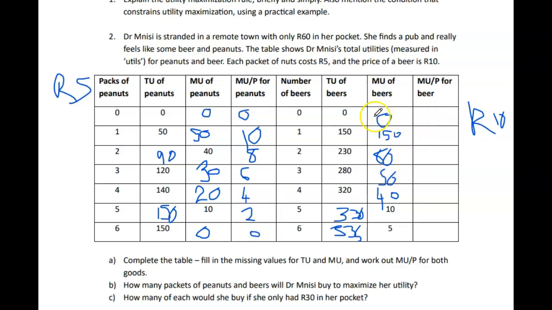Similarly with this marginal utility, but this price is 10 Rand. So 0. Then this is 15.